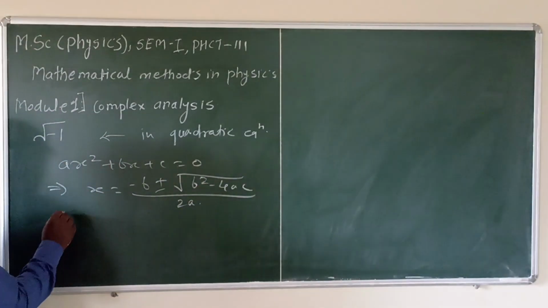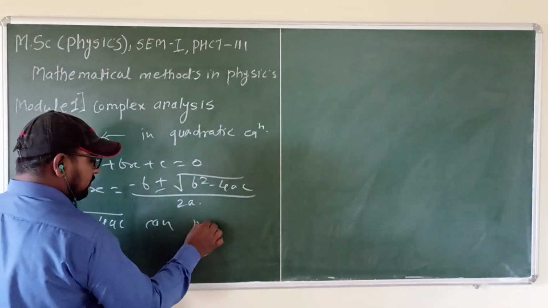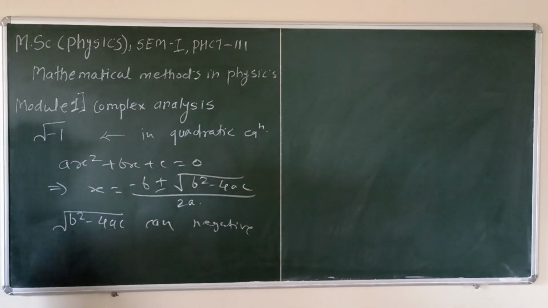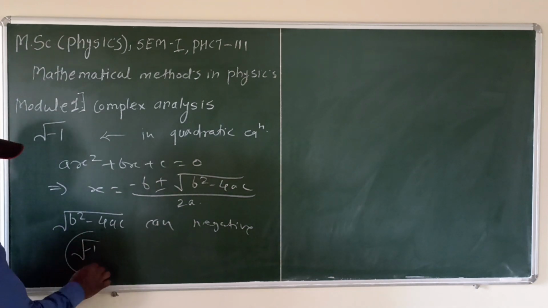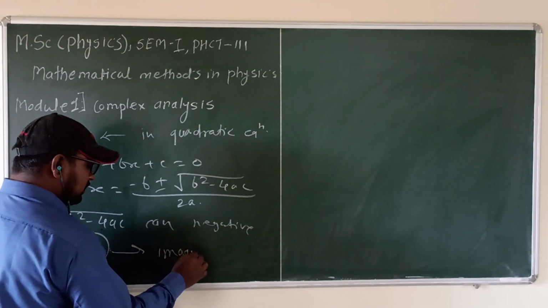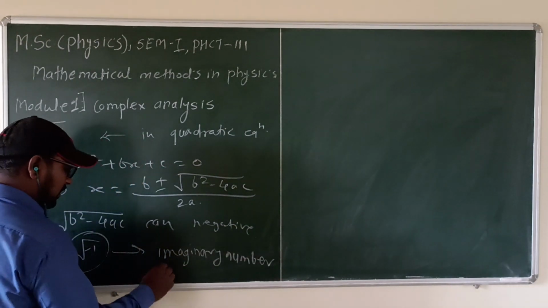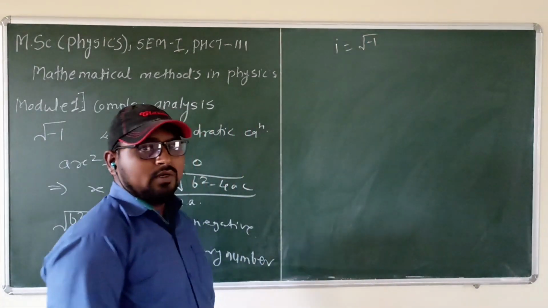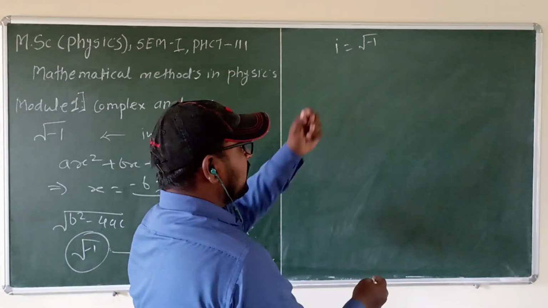This quantity, the square root of b square minus 4ac, can be negative. As b square is less than the product 4ac, we get the square root of a negative quantity. Scientists could not find an equivalent of this. They considered this square root of minus 1 as an imaginary number, labelled it as i, and this i has the value square root of minus 1.